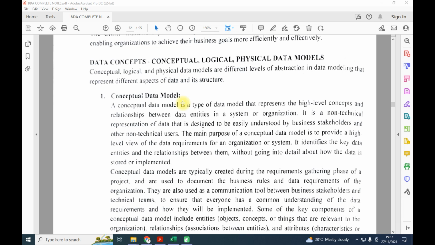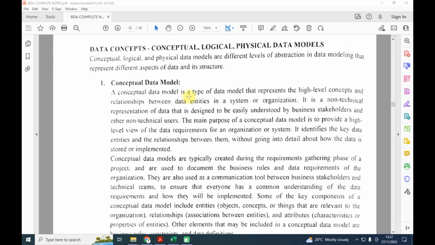So we look at the first one, the conceptual data model. This is the basic one for non-technical users. A conceptual data model is a type of data model that represents the high-level concepts and relationships between data entities in a system or organization. It is a non-technical representation of data that is designed to be easily understood by business stakeholders and other non-technical users.